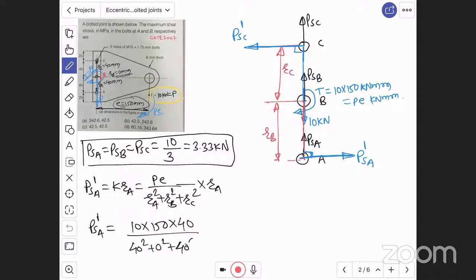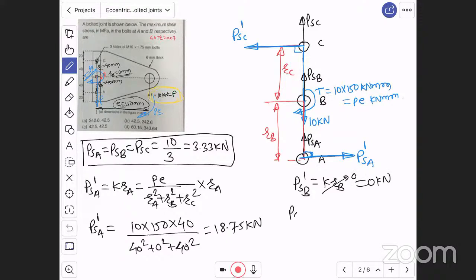Right. Solve for this. You will get the secondary shear load on bolt A. I think the answer will be 18.75 kilonewton. Similarly, the secondary shear load on bolt B, PSB dash, is equal to K into RB. RB is 0, my dear students, which is nothing but 0 kilonewton.